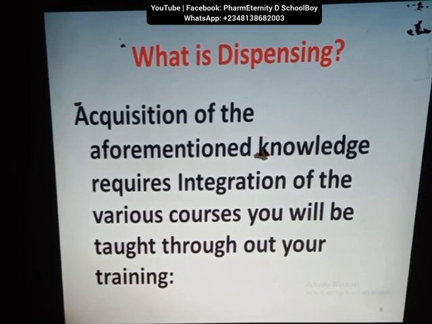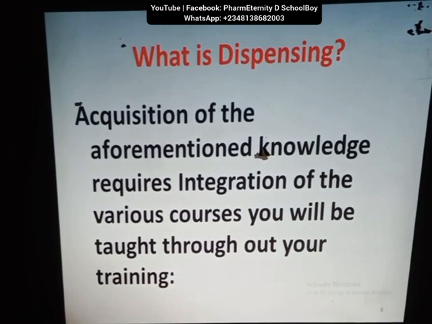Now, how do we acquire this knowledge I mentioned? This knowledge is acquired by a kind of integration of different courses. During pharmacy school or pharmacy technician training school, there are different courses, and integration of these courses helps the pharmacy technician or pharmacist to come out with a sound knowledge of the aforementioned. Now let's continue.